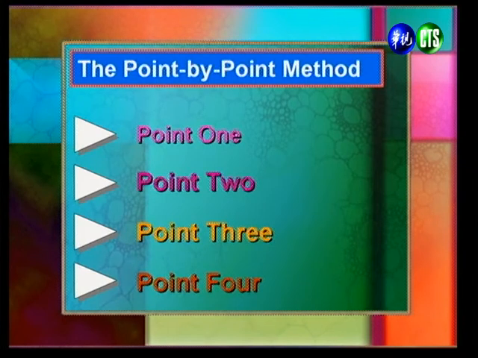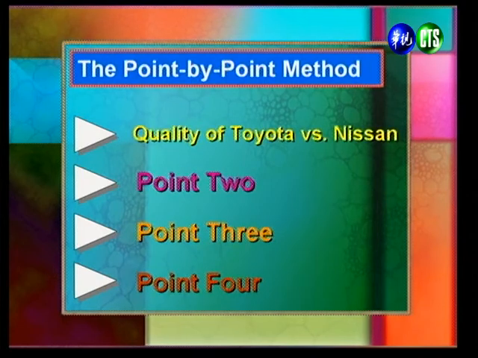And so our first point, what we could do is we could compare the quality of Toyota's versus Nissan cars. All right, then in our second point, we could make this about innovation. And again, in this point, we're comparing the innovation of Toyota versus the innovation of Nissan.